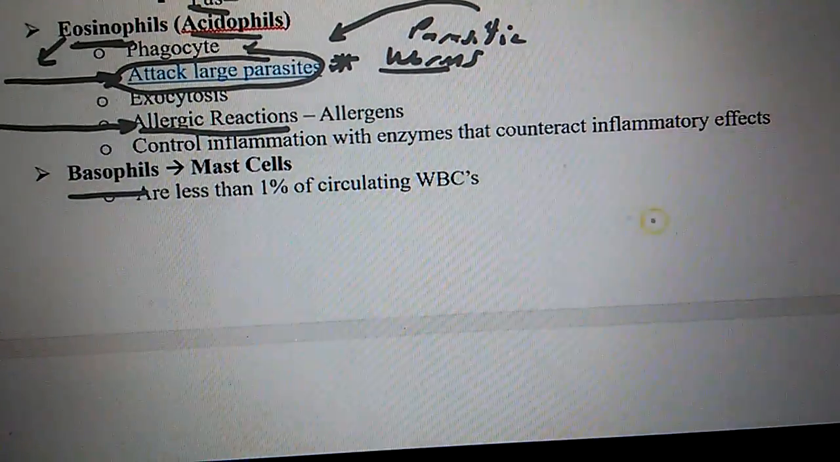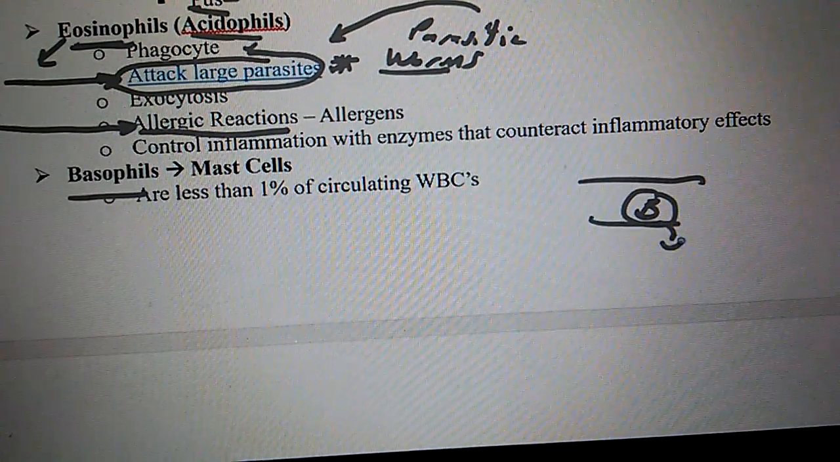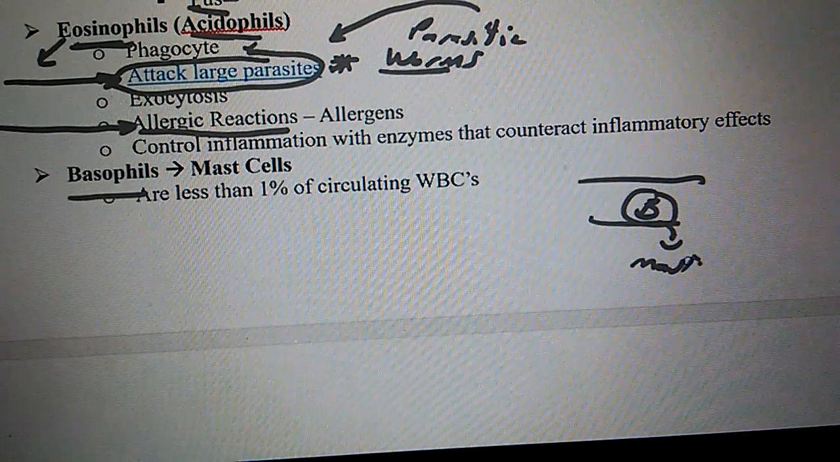Okay. What is the least abundant white blood cell? Basophils. When it's in the blood, it's called a what? Basophil. When it leaves the blood, it's called a what? Mast cell.